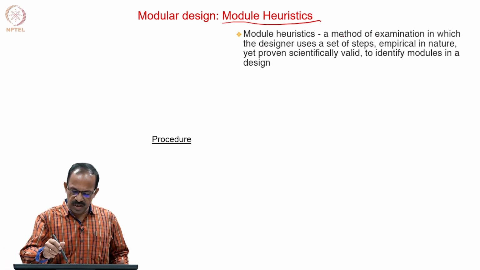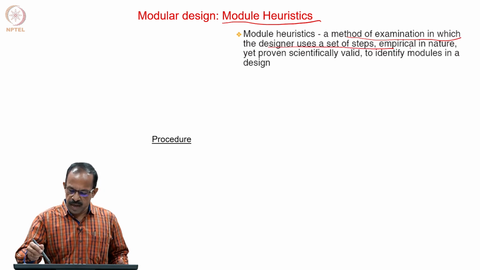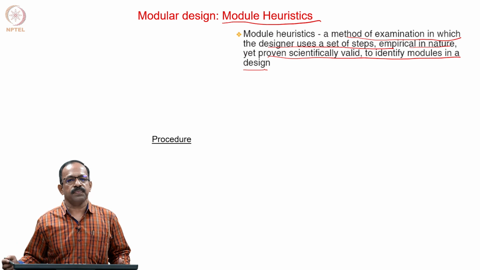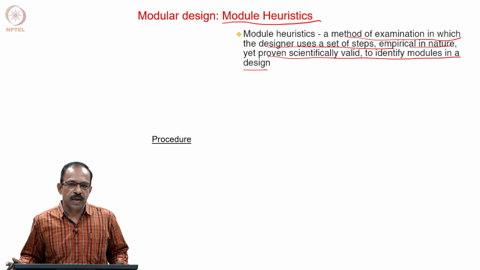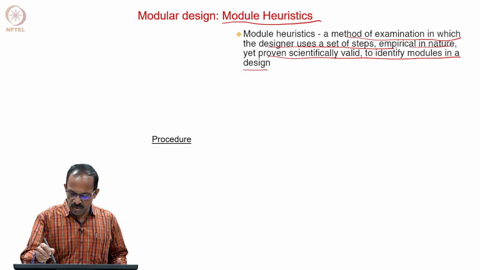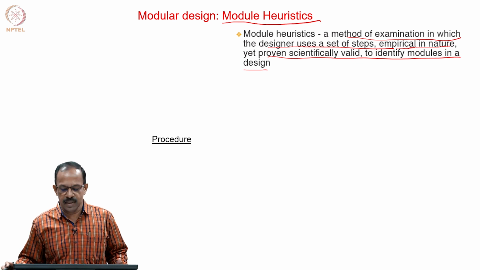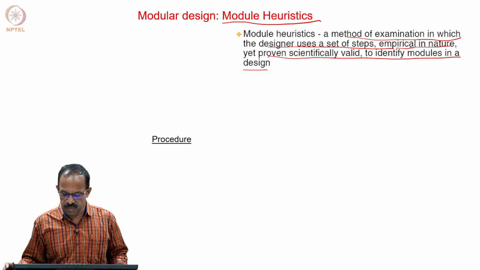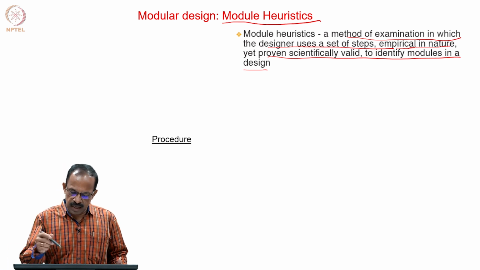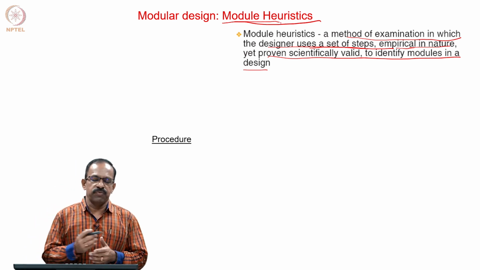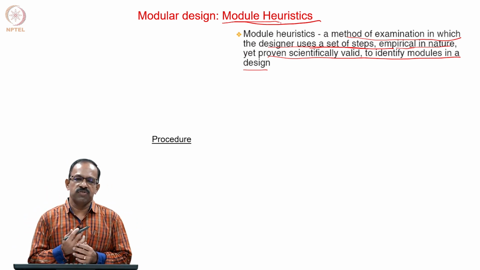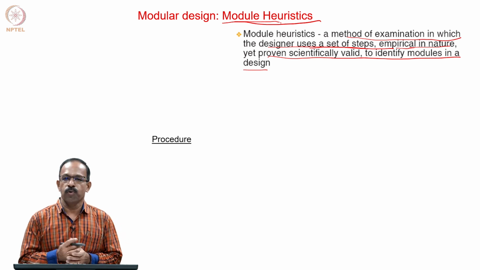So, the module heuristics is a method of examination in which the designer uses a set of steps, empirical in nature yet proven scientifically valid, to identify modules in a design. So, we use this method to identify modules in a product, but the method is more empirical in nature. So, it is not analytical in this case. It is an empirical method, and it has some already identified steps, which we call the heuristics, to identify modules. So, this is known as the heuristics based approach for identification of modules in a product.